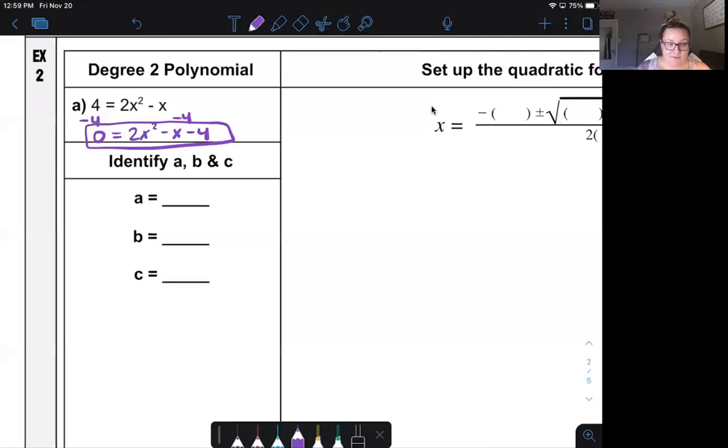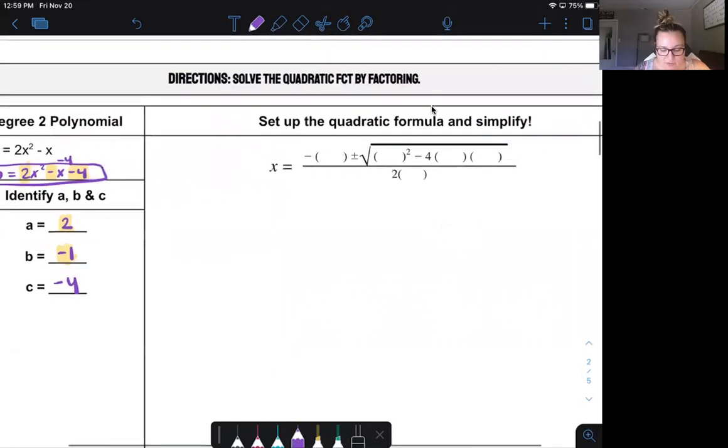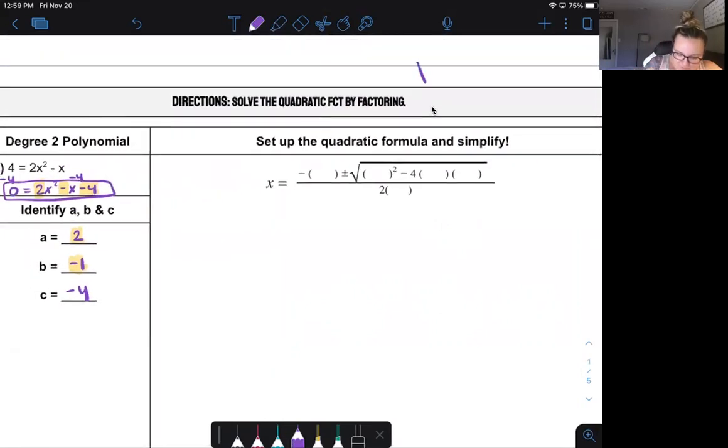Our a value is the coefficient of x squared, so that would be 2. Our b value is the coefficient of x, so in this case it's negative 1. And our c, our constant, is negative 4. So we're going to plug those values in for a, b, and c into our quadratic formula. Remember, the quadratic formula is x equals the negative b plus or minus the square root of b squared minus 4ac, all over 2a.